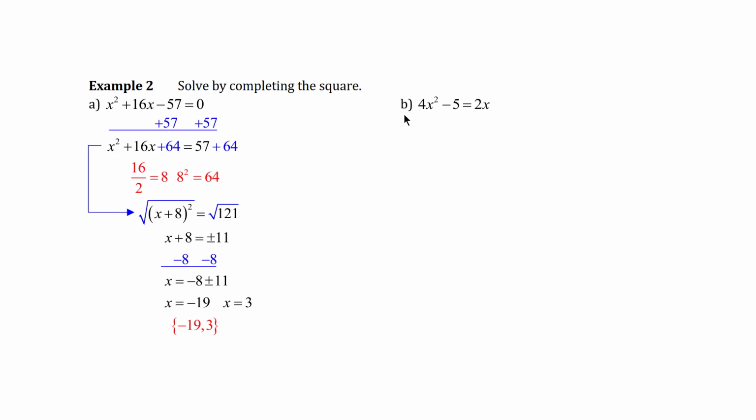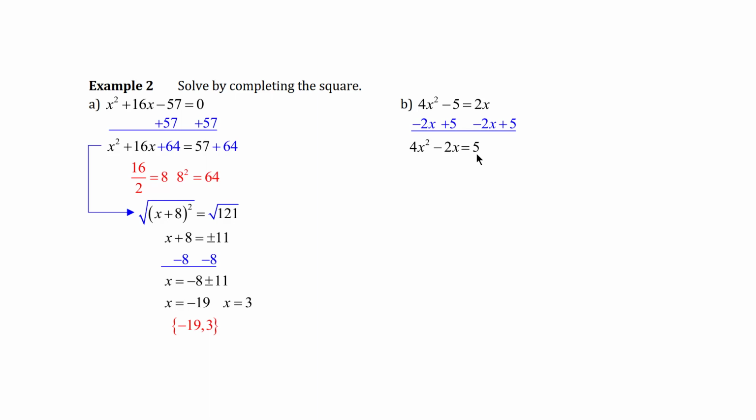Moving on to part B, we have 4x squared minus 5 equals 2x. Again, the first step is to isolate the variables on one side of the equation. So I'm going to do two steps at once. I'm going to subtract 2x from both sides of the equation and add 5 to both sides of the equation. The result is 4x squared minus 2x equals 5.